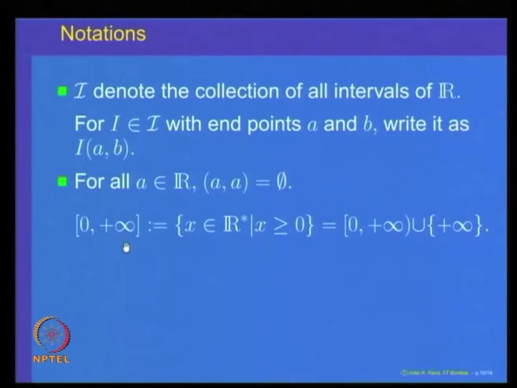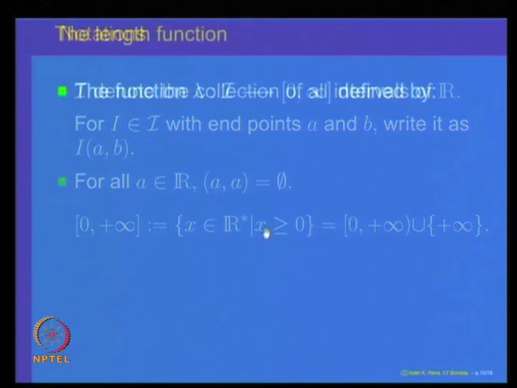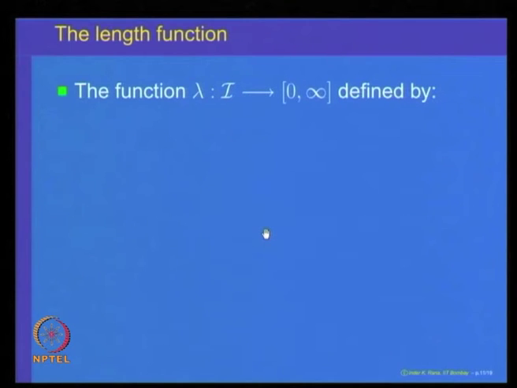So, this is the closed interval in R star, x belonging to R star, the extended real numbers, x bigger than or equal to 0, which is the same as the interval closed on the left 0, open on the right infinity, in the real line union the special symbol plus infinity that we had added in the extended real numbers. So, with these notations we define what is called the length function on the class of intervals.